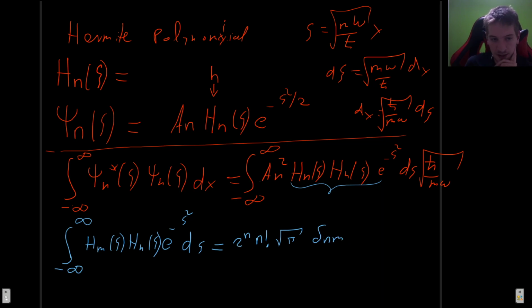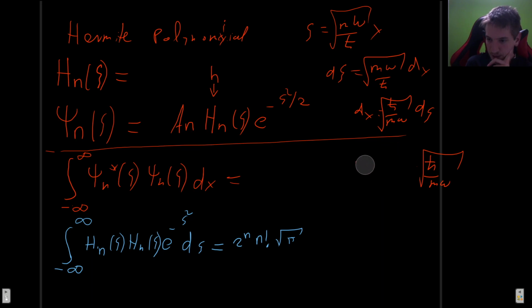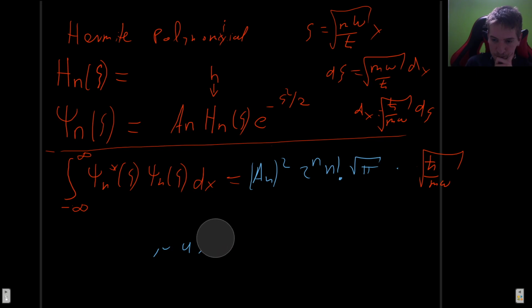So in our case, they are both H_n. So this delta will just be 1. So this here is what we will write for this integral, right? So instead of the integral now, we can just erase it and replace it by what we found down here. So we know this is going to be A_n squared times 2 to the nth power, n factorial, square root of pi, times this thing right here. Now, well, we already saw this. And this has to be equal to 1.